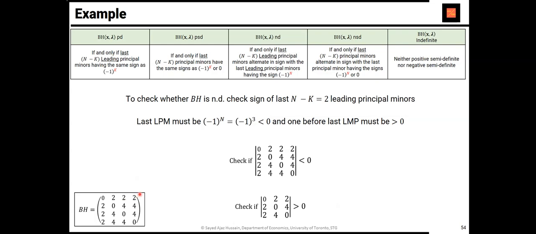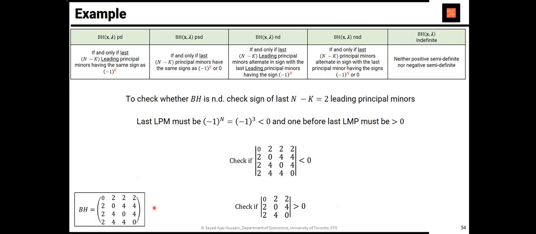Of course, the last one is the entire matrix itself. Check whether that one has a sign what? Minus 1 to the power n. N is equal to 3, so you would have to check if the last one is negative, right?